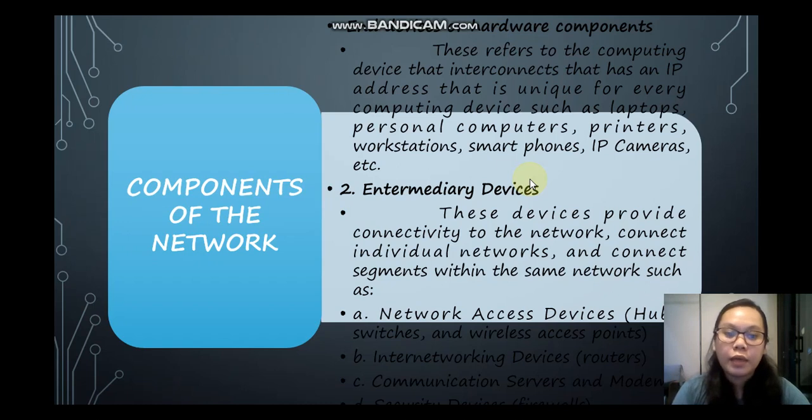Intermediary device. This device provides connectivity to the network, connects individual networks, and connects segments within the same network, such as network access devices. Examples are hubs, switches, and wireless access points. Inter-networking devices. Examples are routers, communication servers, and modems. Security devices. An example is firewalls.